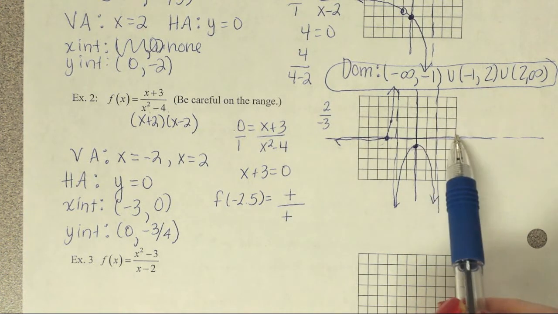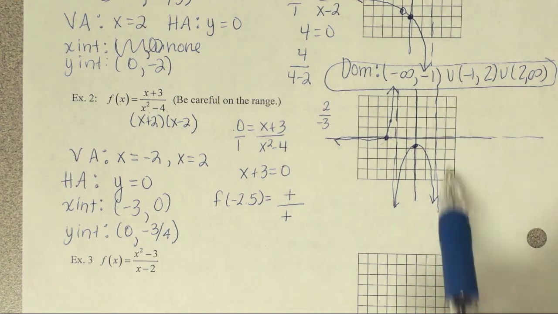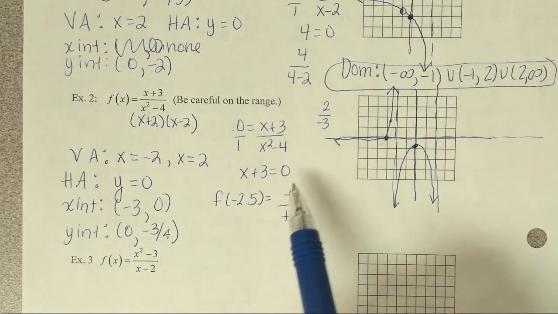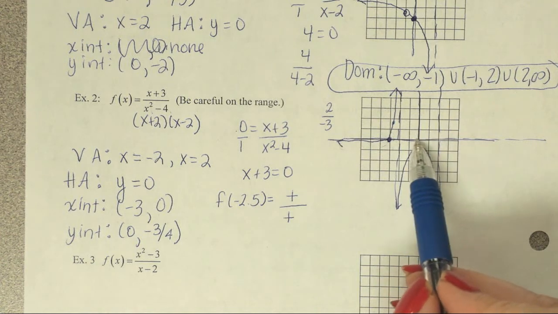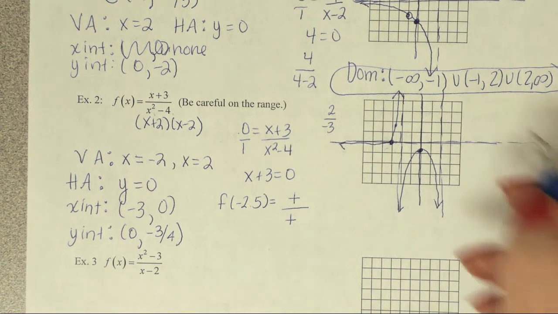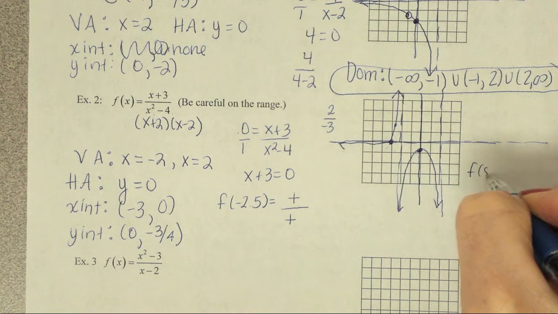Okay. How can I quickly check, guys, whether it's up here or down here? I know it doesn't cross down here. So what do we do? Check a number, right? What's a number down here? An x value down here? 5, okay. So I'm going to do f of 5.